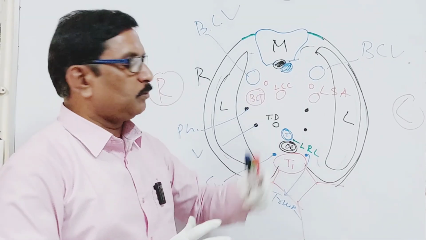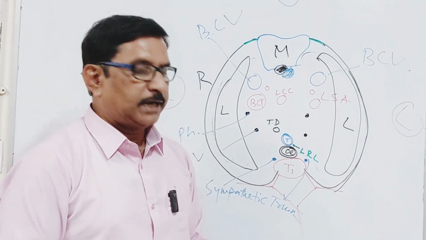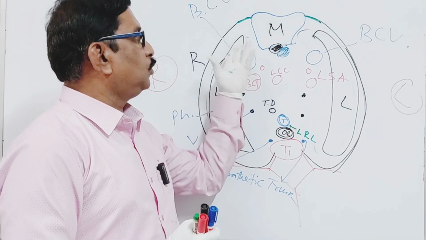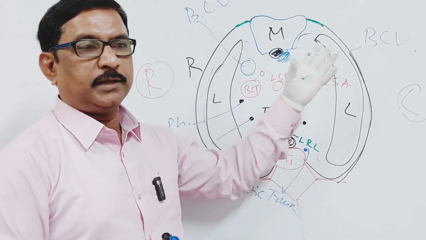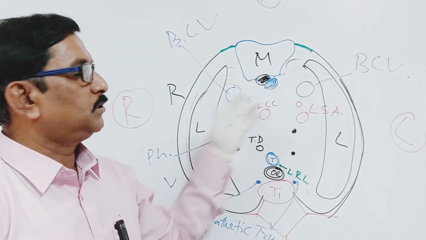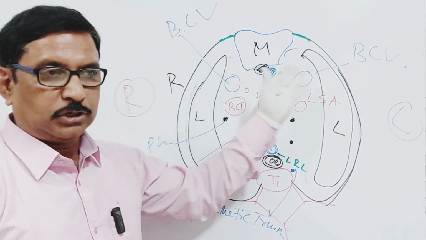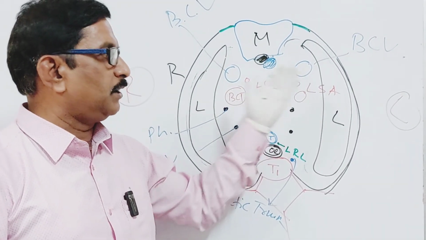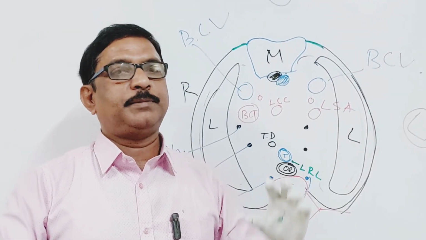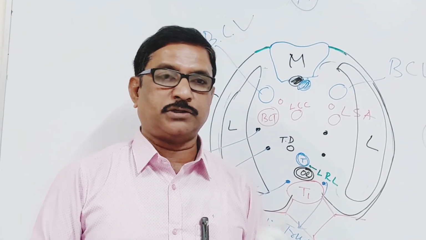But what is the importance of knowing all these things, the contents of the thoracic inlet? Because if there is any tumor or some swelling in the apical part of the lung, that may compress these structures. They may compress the veins, the artery or the nerves. So because of compression, there may be various symptoms or consequences.